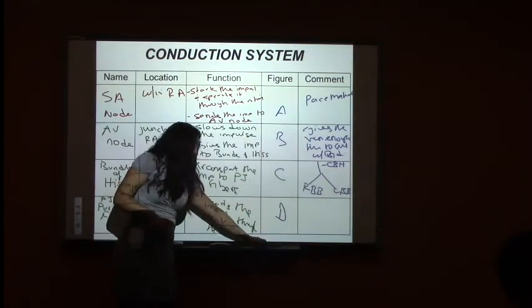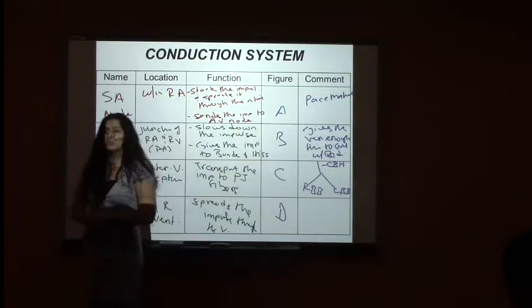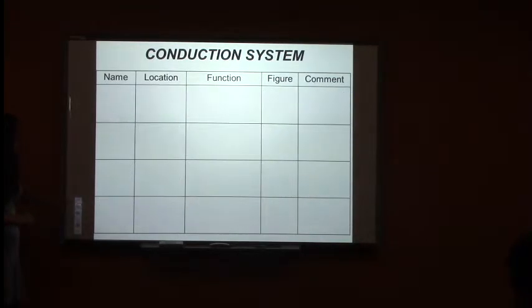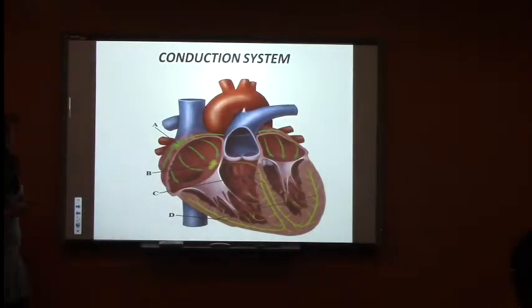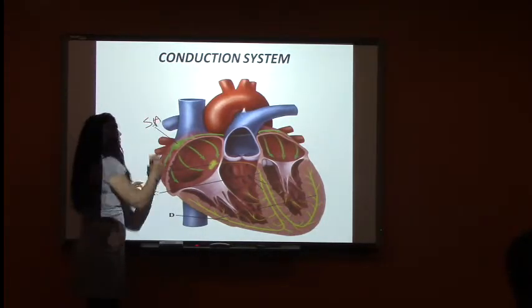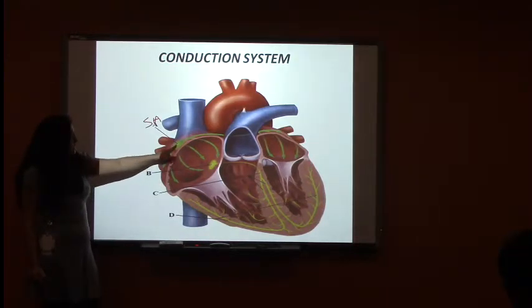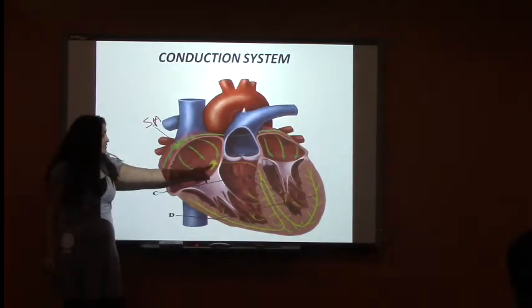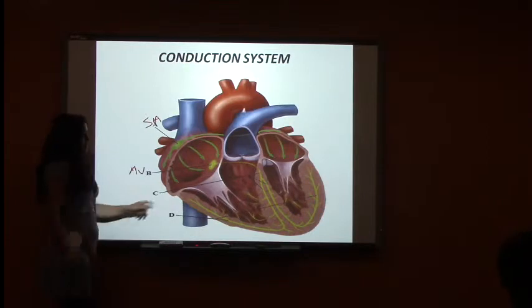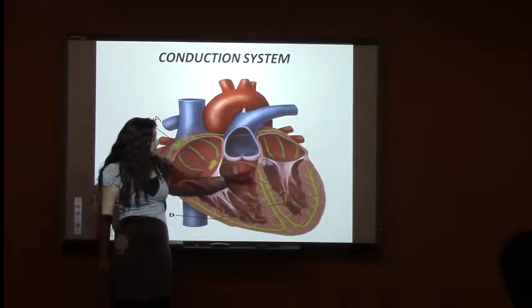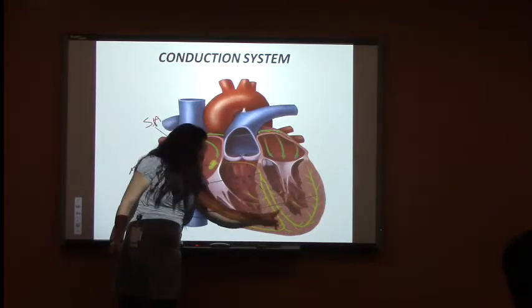There's no comment. I can't think of any comment right now about a PJ. I think I said stuff when I was explaining. So right here, A is the SA node. As you can see, right here is the SA node, and it starts off the impulse, spreads that impulse toward both atria, and that impulse is now given to the AV node. Okay? AV node slows it down, and then it gives it to the bundle branch.